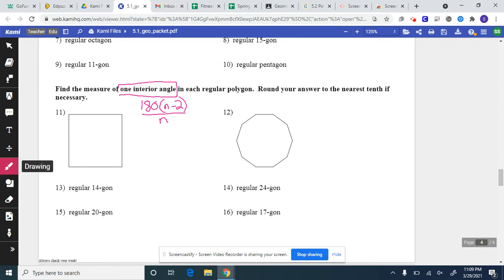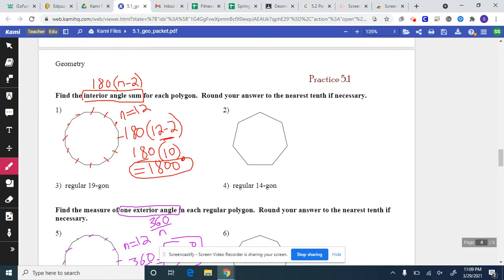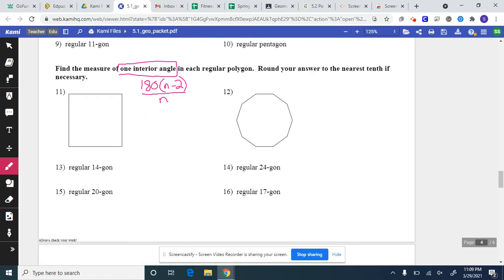And then the last section on this page is one interior angle. The difference between these and the first section we did is that the first section was asking for the whole sum, so we didn't have to divide by n at the end. This section is asking for one interior angle. That's how you know, when you're doing this on the quiz, what to pay attention to: is it asking for the sum or for one interior angle. In this case, one interior angle. So we find the sum first and then divide it by n. So we need to know what n is first.